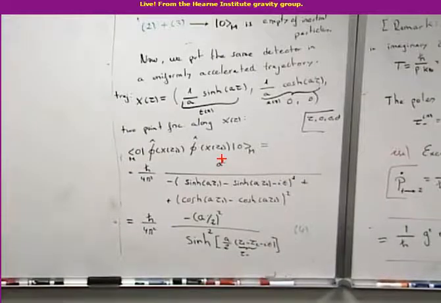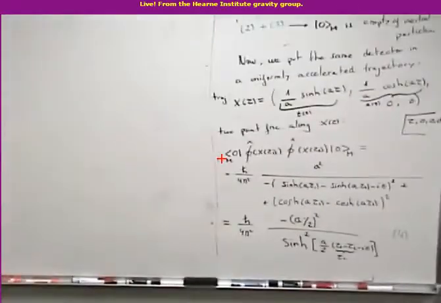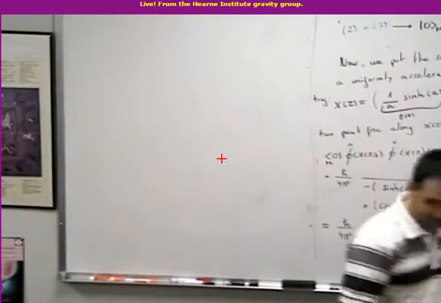So the question is the following: I put the detector here. It's inertial, following the inertial trajectory in space-time. It doesn't see anything. Now the detector is accelerating, and he sees the signal. That is it.